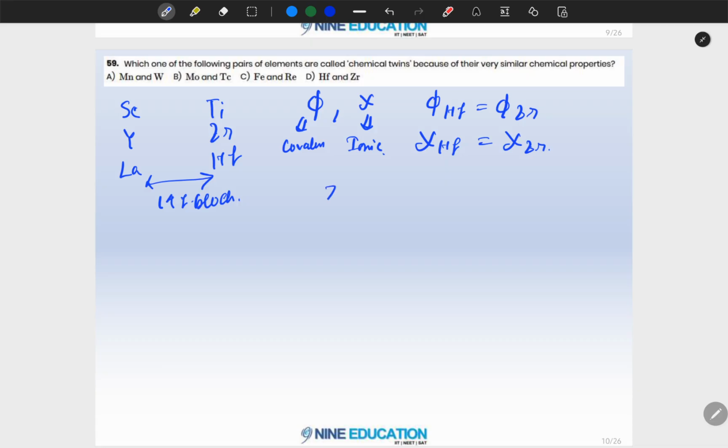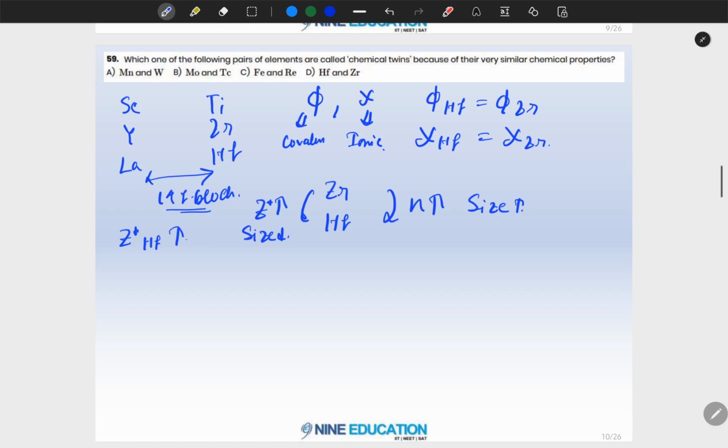So when we are moving down the group from zirconium to hafnium, there will be an increase in the value of principal quantum number. Because of the increase in the principal quantum number, there will be an increase in size. But because of lanthanide contraction, what will happen? Z star of hafnium will be very much high. So down the group, because of the abrupt increase in the value of Z star, the size will decrease. So because of the increase in principal quantum number, size increases; because of the increase in Z star, the effective nuclear charge, size decreases. So obviously there will be no change in size overall, right?